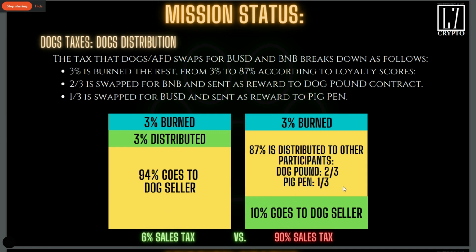Compare that to a person who bought the dog today, like, oh man, I didn't mean to buy dogs, I need to sell it. If they sell their dogs, they're only going to receive 10% of the value of the dogs. 3% will be burned, 87% will be distributed to the other players in the pig pen, and then the measly little 10% will go to the dog seller. Woo, you have to understand this tax. It's hefty. Only sell if you need to. This is not financial advice.